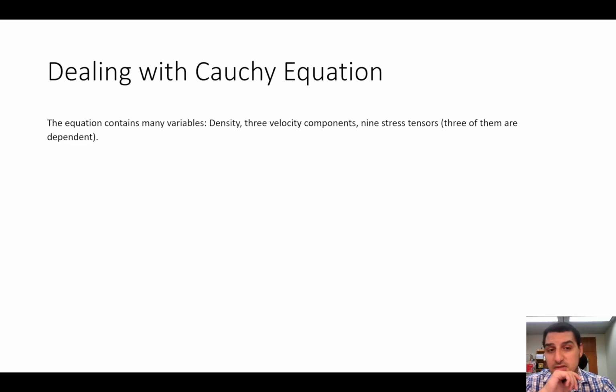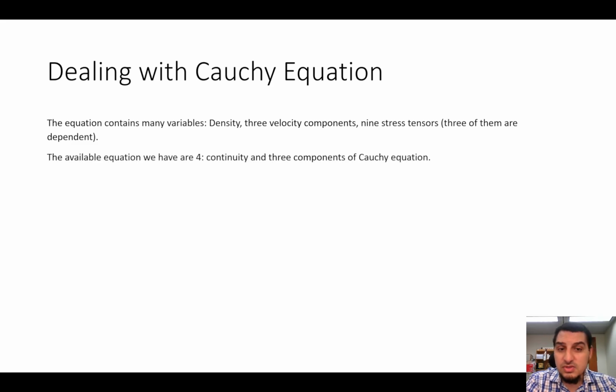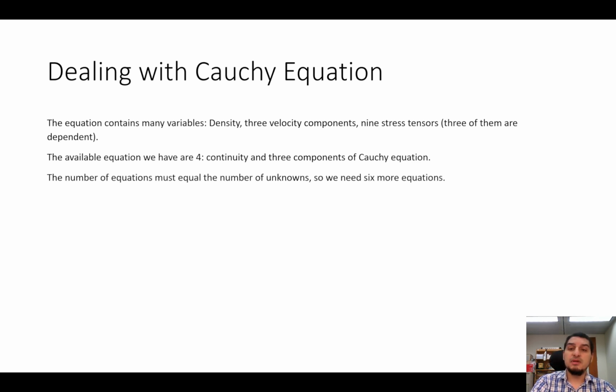3 of them are dependent. So the independent variables are 6, 3, 1. There are 10 independent variables, and we have only 4 equations: the 3 components of Cauchy's equation and the continuity equation. So by just simple logic, the information that we have is not enough to solve these equations. We need more information because the number of equations must be equal to the number of unknowns.